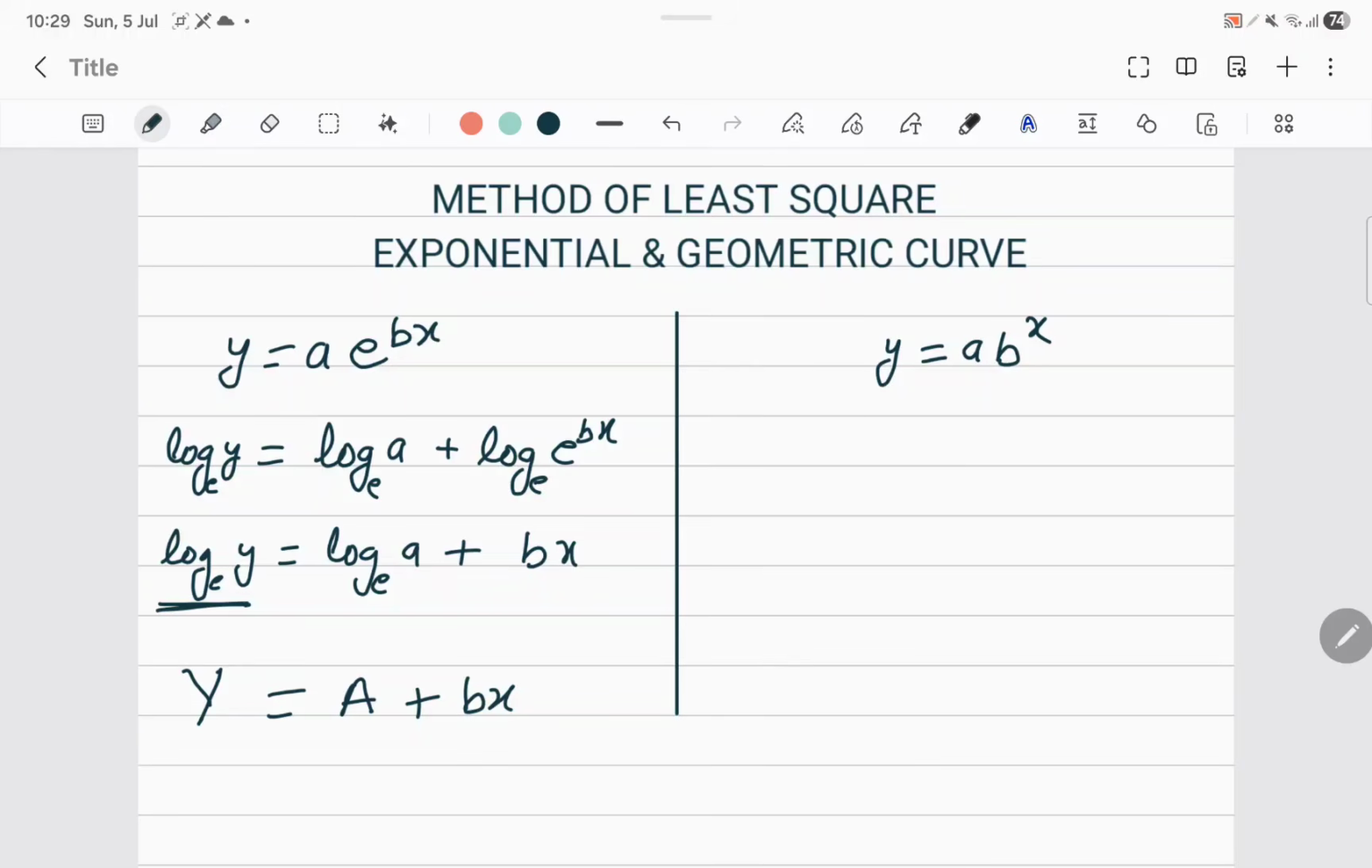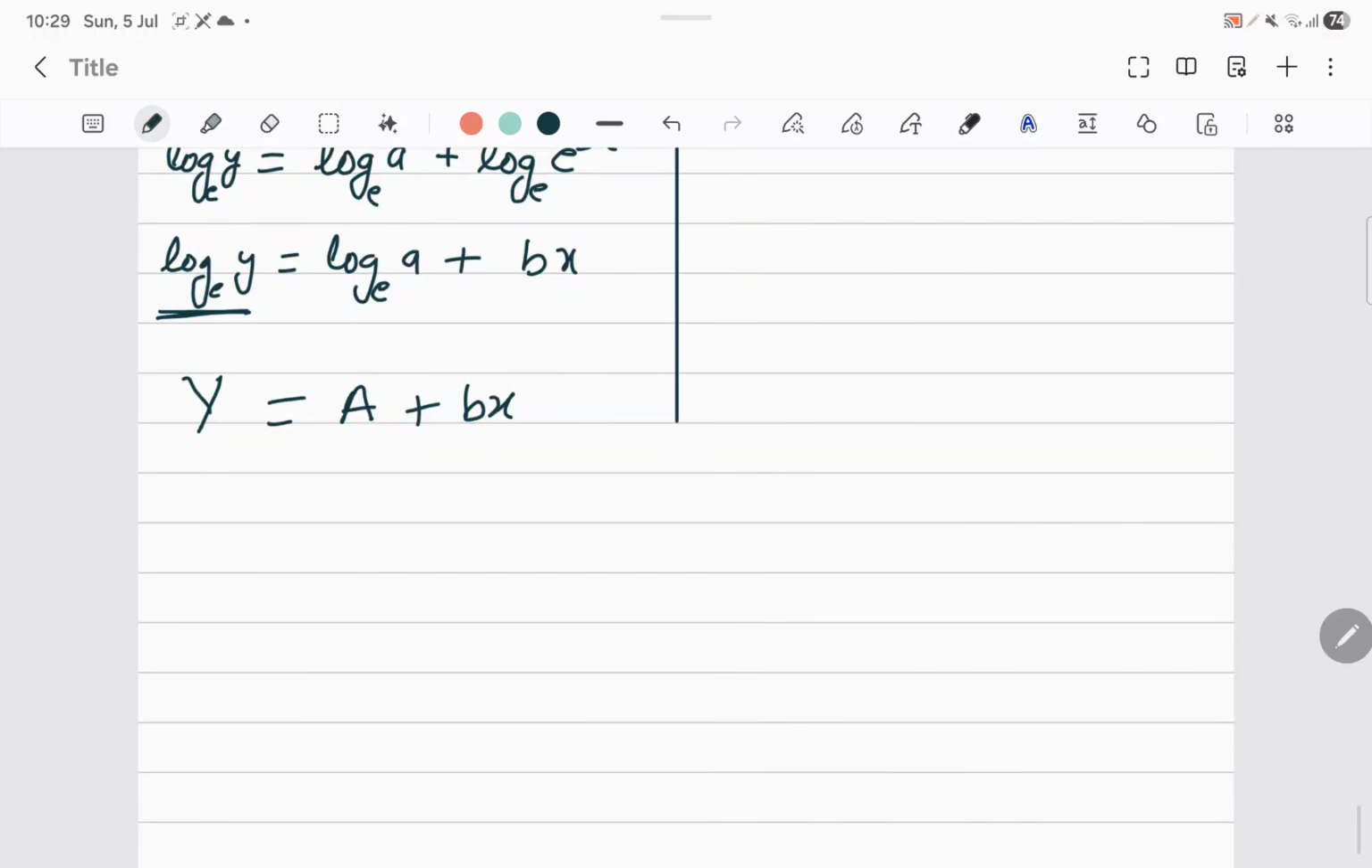Once you get the straight line, you will start writing the normal equation. So the normal equation will be summation Y is equal to na plus b summation x. If you observe carefully, y is changed but x is still the same. So to write the second equation, I will multiply the whole equation by x. So summation xY is equal to a summation x plus b summation x square.